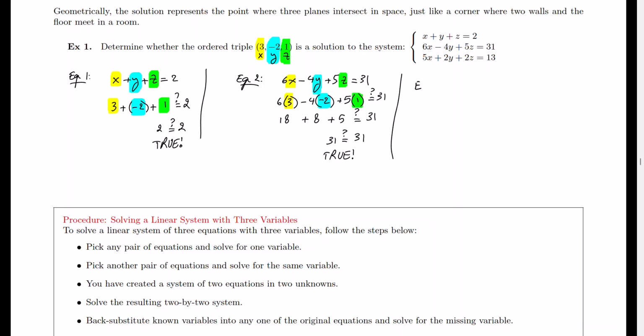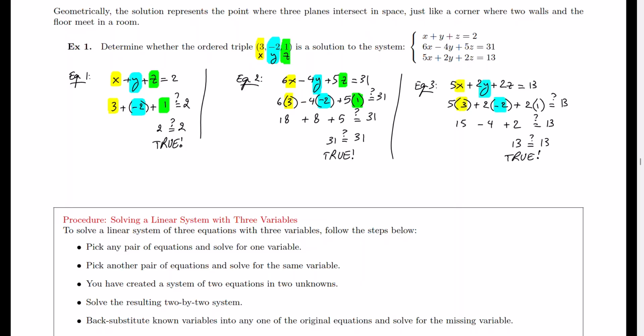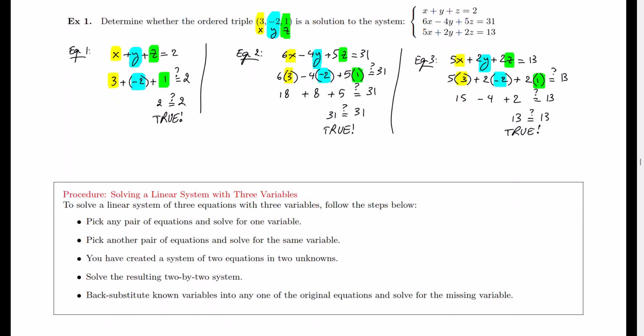So now, off to the third equation, which is 5x plus 2y plus 2z equals 13. And as you can see, we get 13 on the left, and it's already got a 13 on the right. So it is in fact true that for the x value 3, the y value -2, and the z value, which is 1, the third equation is also satisfied. Since we now have a true statement on the first equation, second equation, and third equation, we can finally say that the ordered triplet that we were provided with is in fact a solution to the system.